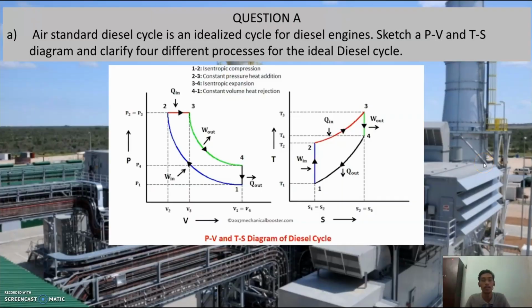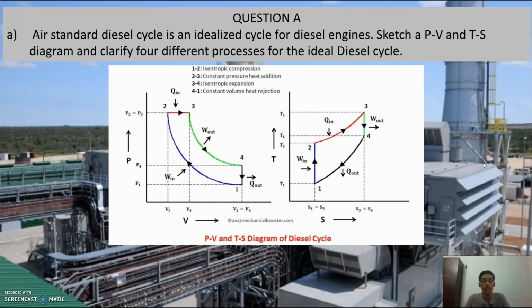Okay, my name is Muhammad Afiqmal bin Muhammad Zulkifli and my metric number is 01DKM18F2018. I will start first with question A. The question is: a standard diesel cycle is an idealized cycle for a diesel engine. Sketch a PV and TS diagram and clarify the different processes for the ideal diesel engine.